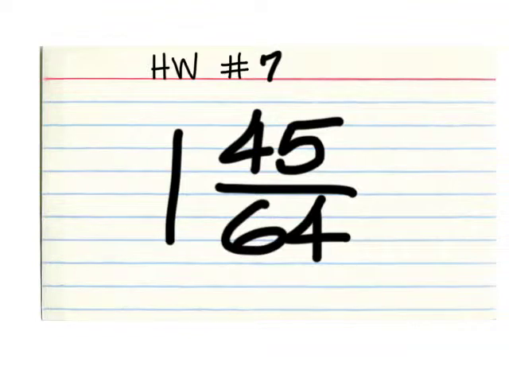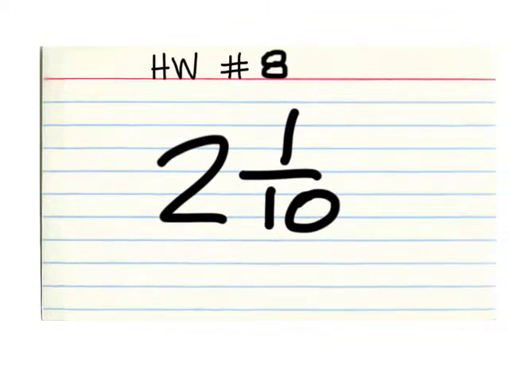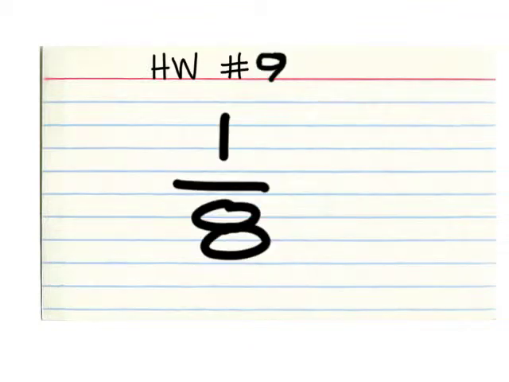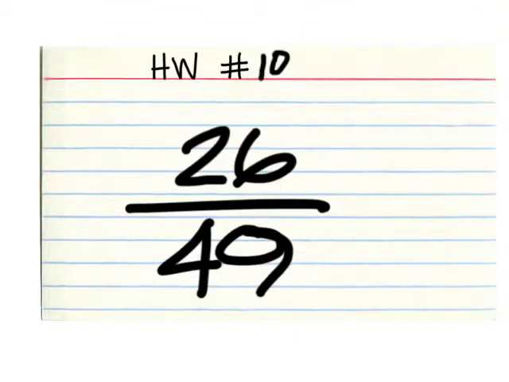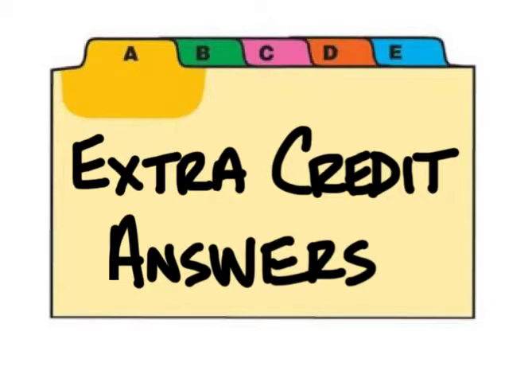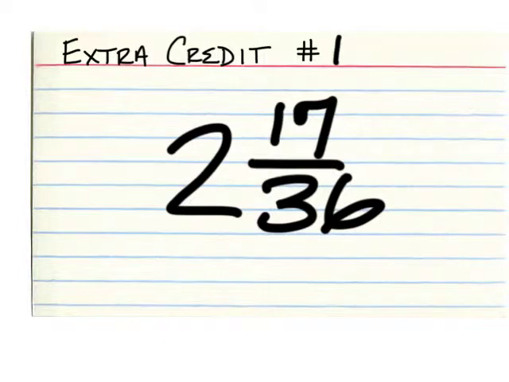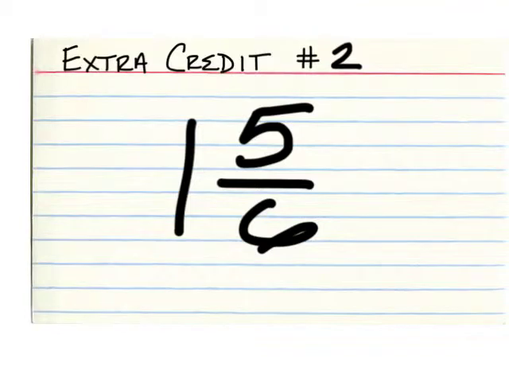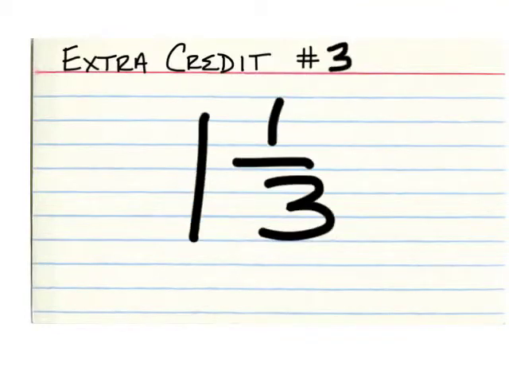7 is 1 45/64. 8 is 2 1/10. 9 is 1/8. 10 is 26/49. Extra credit answers, bring those up, we'll check them up here at the table. 1 is 2 17/36. And 2 is 1 5/6. 3 is 1 1/3.